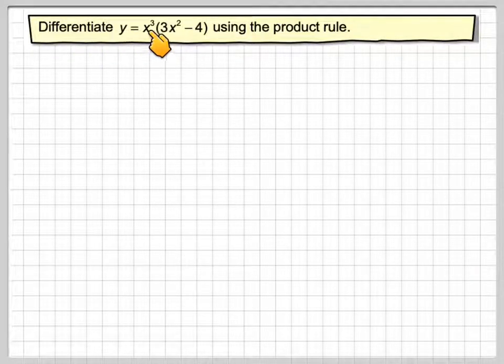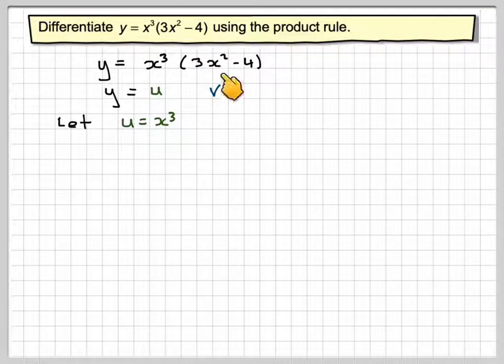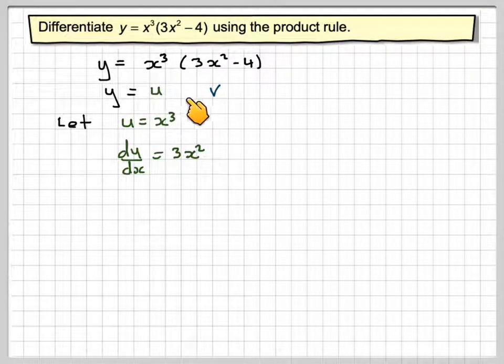Differentiate y is equal to x cubed times 3x squared minus 4 using the product rule. So we've got y is equal to x cubed times 3x squared minus 4. So this is of the type y is equal to uv. And notice I've used a little bit of colour here to help you understand. So I'm going to let u be equal to x cubed and v be equal to 3x squared minus 4. Now, for the product rule, it doesn't matter which way round you let these be.